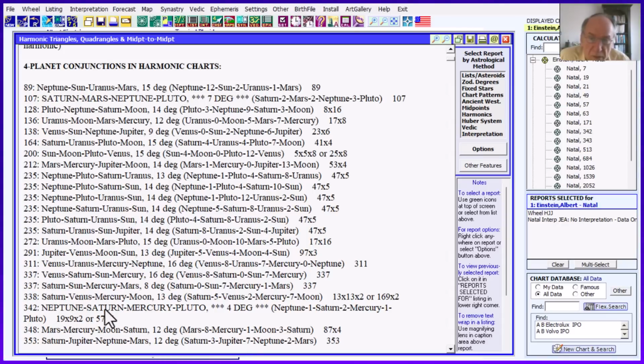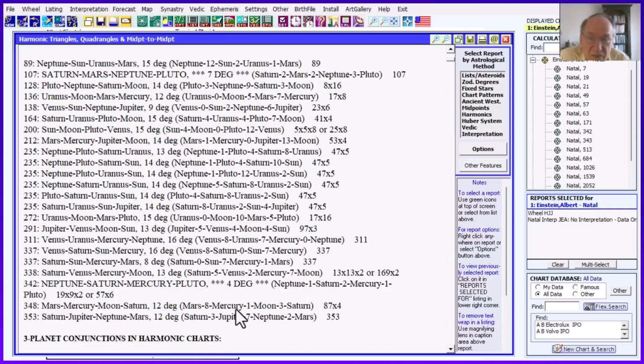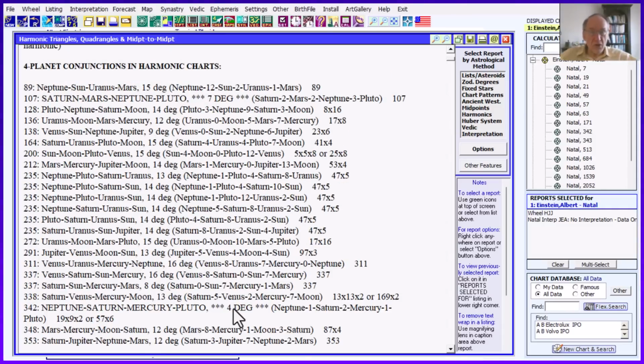That's the order in which they appear in the 342 vibration, within 4 degrees, which is what we noticed. And it is the strongest 4-planet aspect configuration of all of the first 360 is this one. This is the tightest connection of planets in aspect by far. The next one is at 7 degrees, almost twice as far away. And then the others are all over 8 degrees.